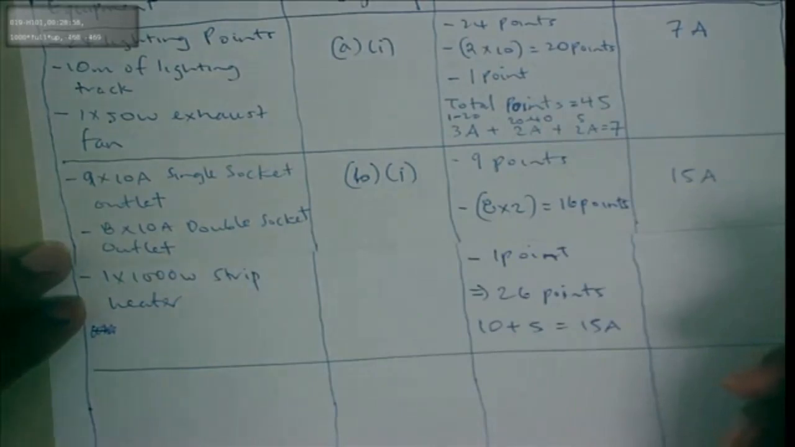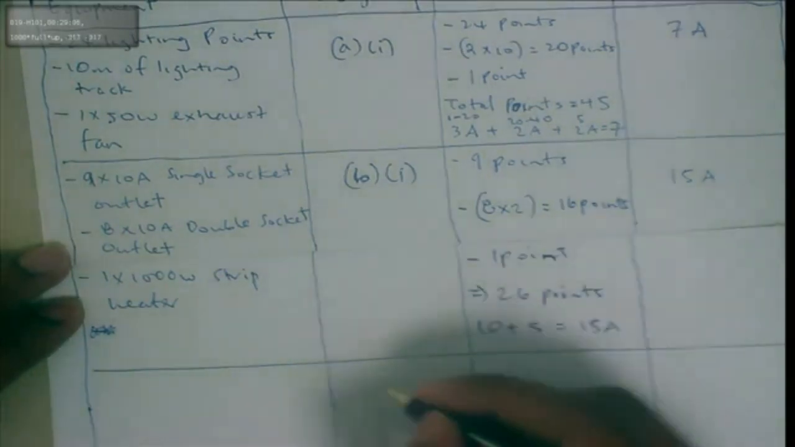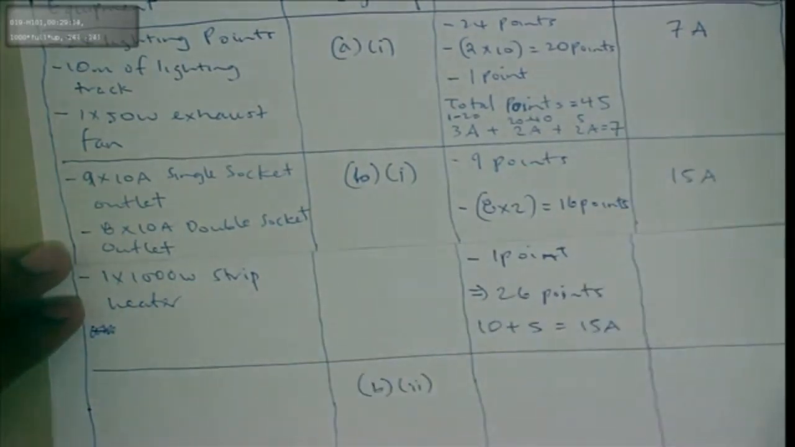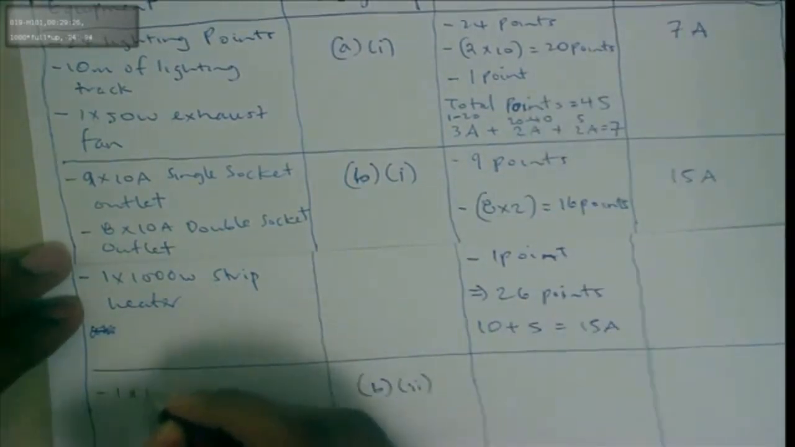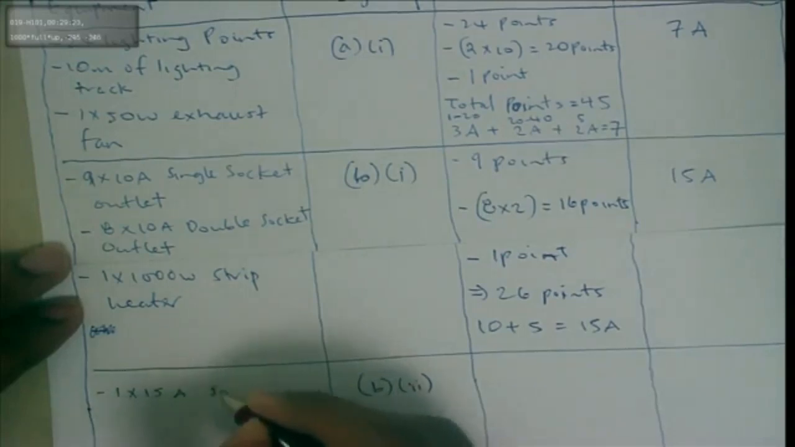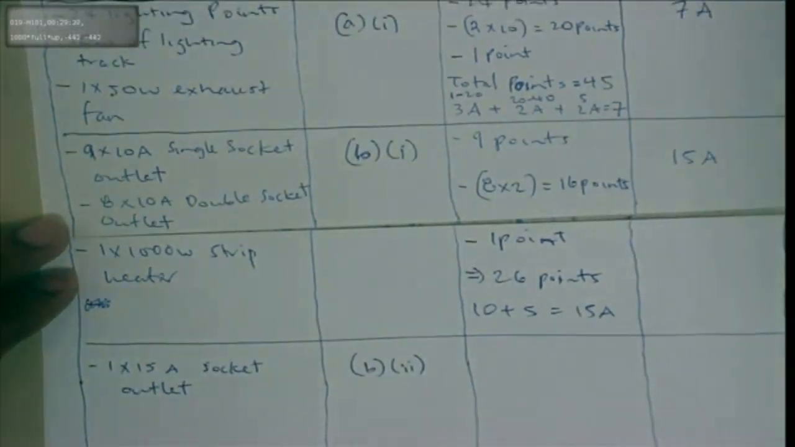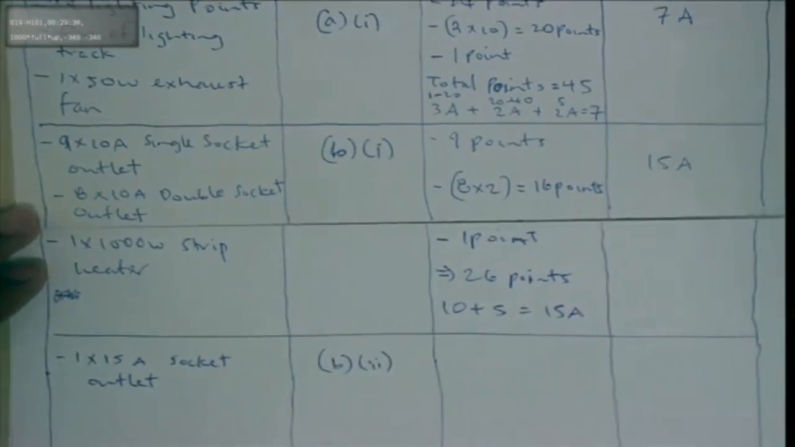What's the next load group? We have covered A1, B1. Now it's B2. Group B2. In group B2 we have 1 by 15 amp socket outlet. I think that's it, right? We don't have any other item in this group.